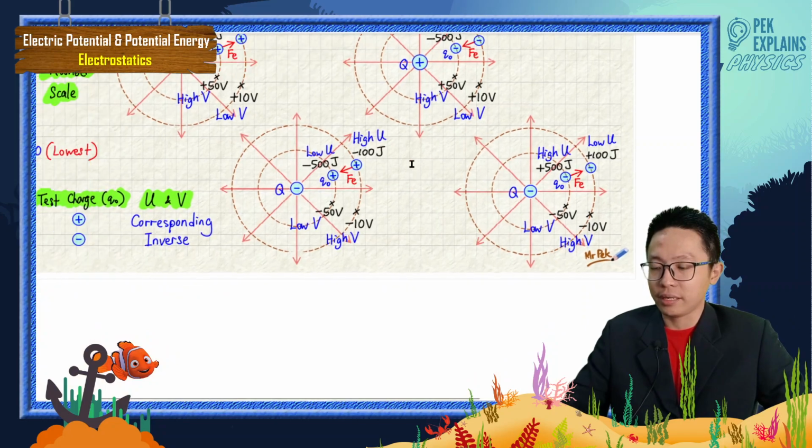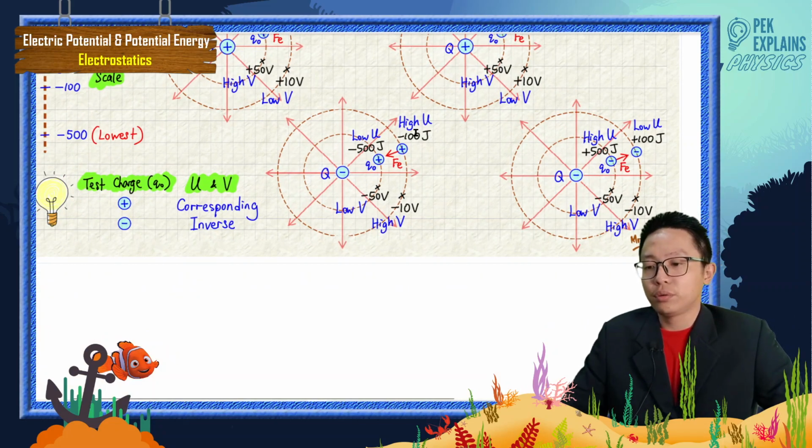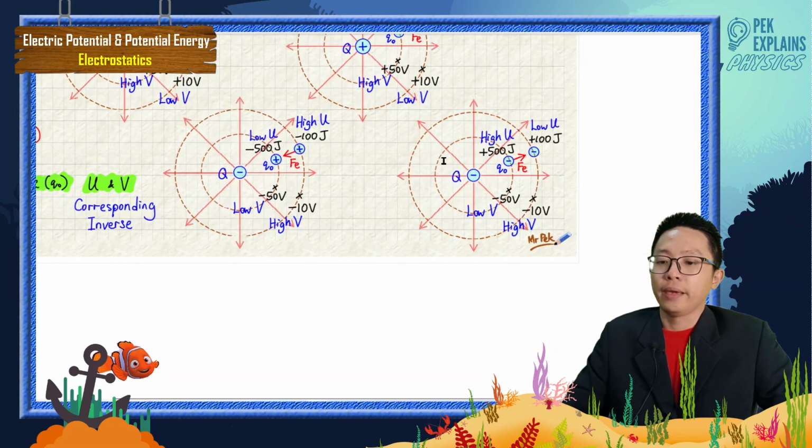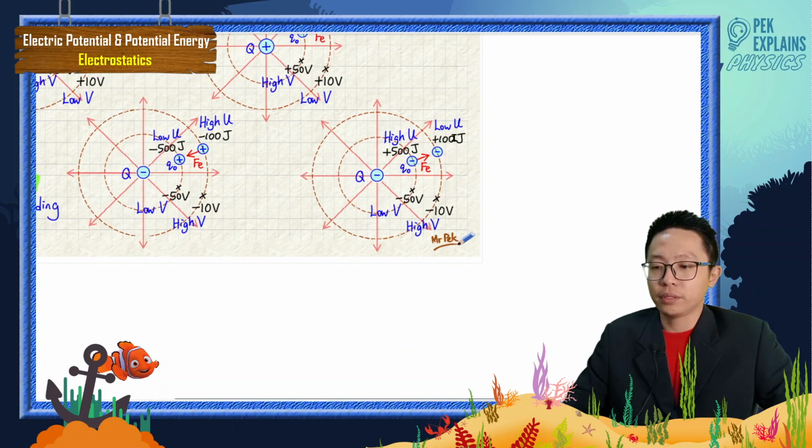Okay, let's look at the third one. Which one has higher potential energy? The more negative or the less negative? Of course, the less negative has higher potential energy. The more negative, the lower the potential energy. And then this one, the positive 500, positive 100. The more positive one is the higher potential energy. The less positive is the lower potential energy.